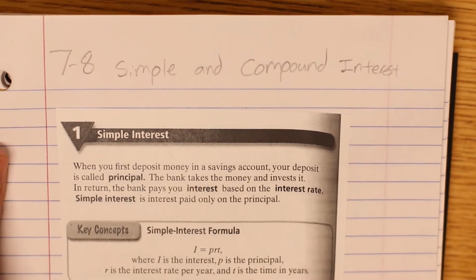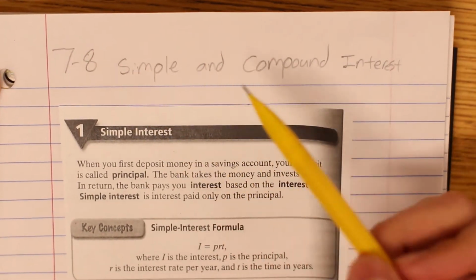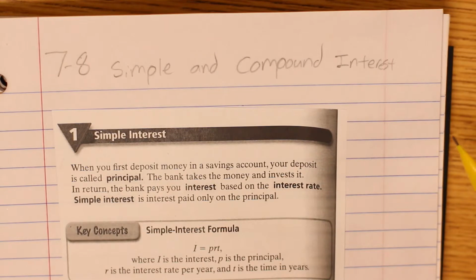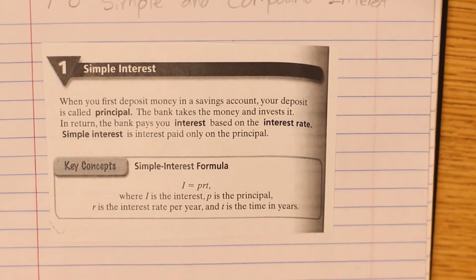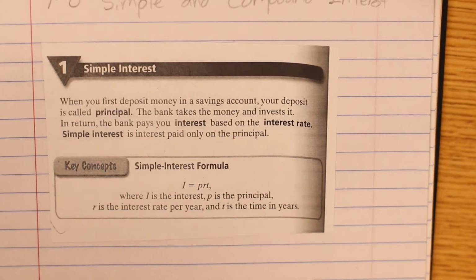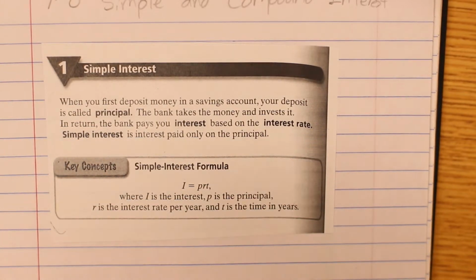So, boom, here we have section 7-8, simple and compound interest. Once again, this is more of an introduction to this section. But first, you need to write this down because you need to understand these vocabulary words, and we need this simple interest formula. So, simple interest.